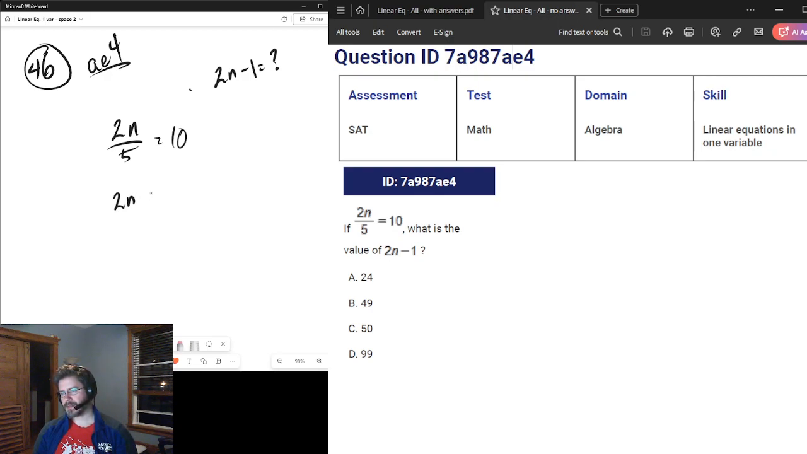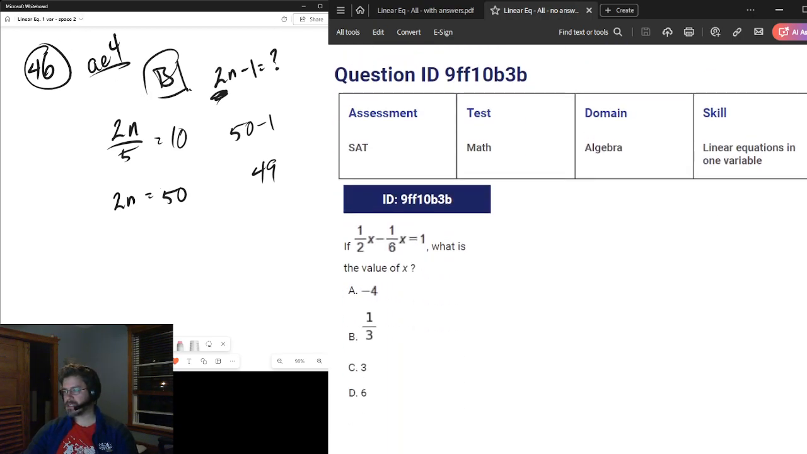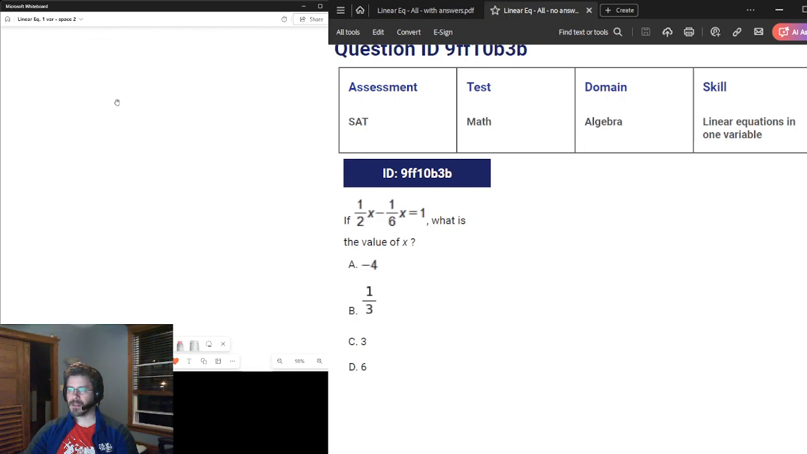So let's go ahead and multiply 5 over, and we get 2n is 50. We could continue and solve for n here, but I see 2n in my expression up there. If 2n is 50, let's just plug 50 in right there. 50 minus 1 is 49, giving us the answer B. I don't know what n is. I don't care what n is. Neither should you.